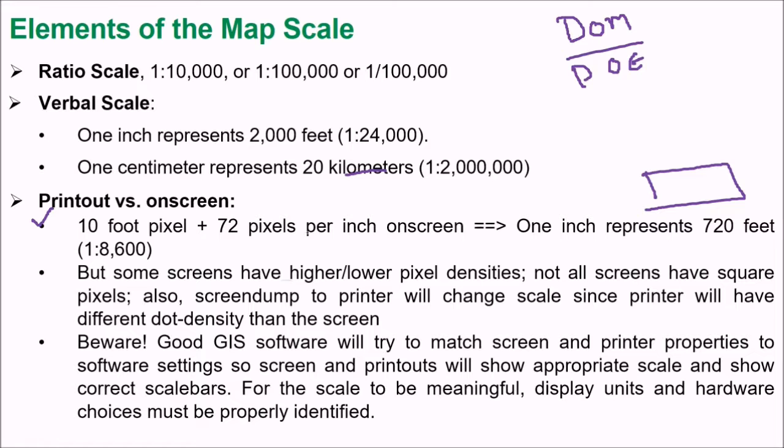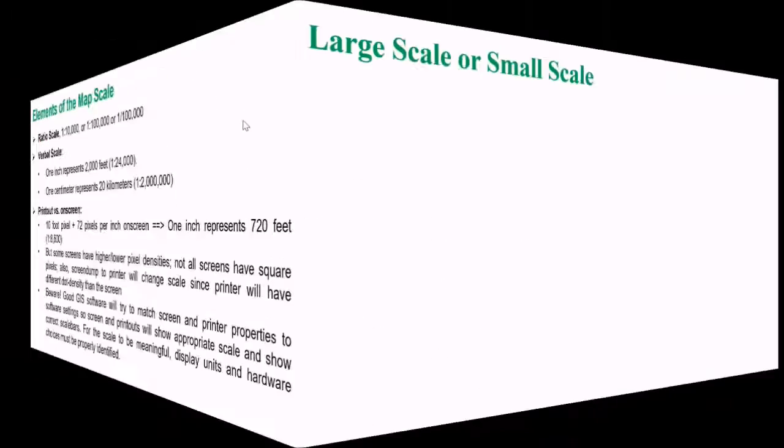The printout means it depends on the pixel values per inch on screens. Some screens have higher pixel densities, and also not all screens have square pixels. So the screen dump to printer will change scale since the printer will have different dot density than the screen. So a good GIS software will really try to match screen and printer properties to the software settings. So screen and printout will show appropriate scale and show correct scale bars. And for the scale to be meaningful, the display units and hardware choices must be properly identified in GIS.